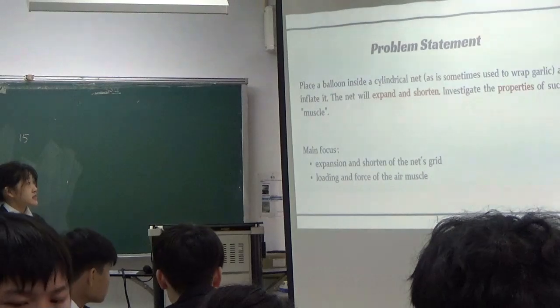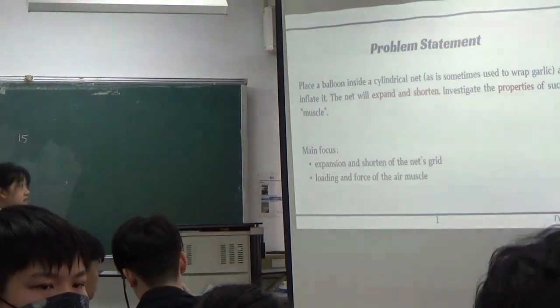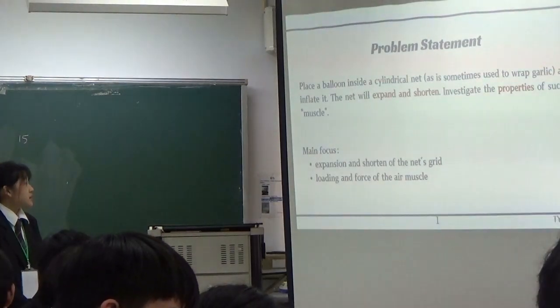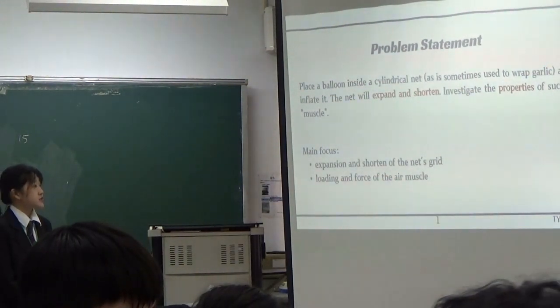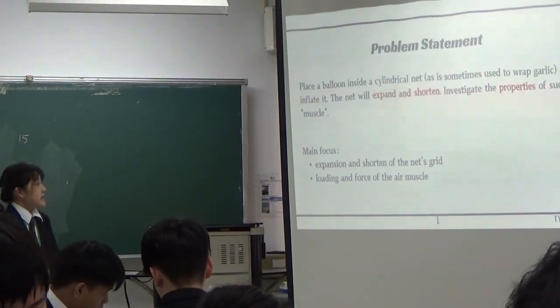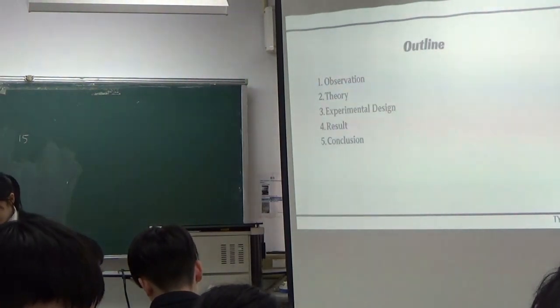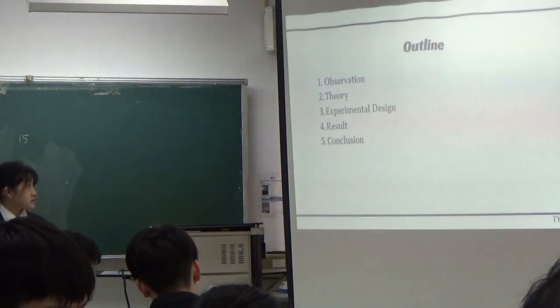Place a balloon inside a cylindrical net and inflate it. The net will expand and shorten. Investigate the properties of such a muscle. The main focus will be on the expansion and the shortening of the net screen and the loading and the force of the air muscle. This is our outline.